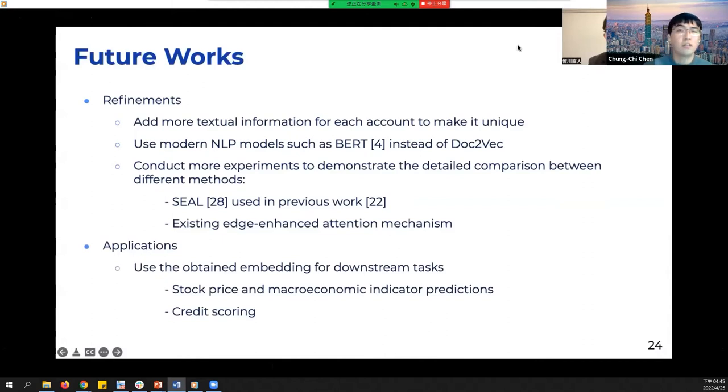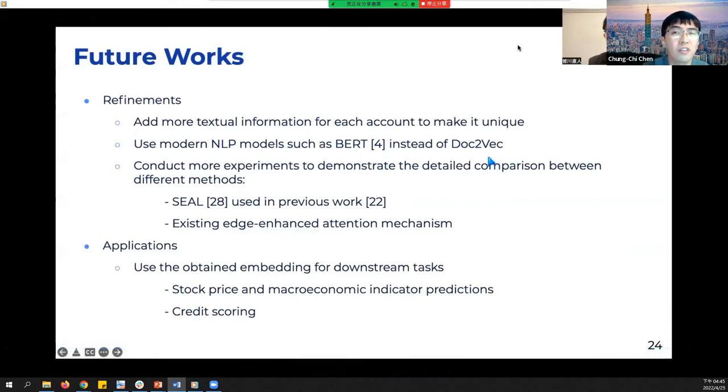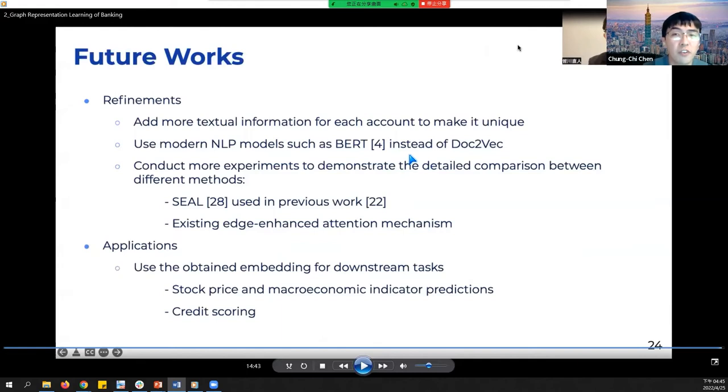Okay, let me ask the first question. As you mentioned in the future work, you can use BERT instead of Doc2Vec. I wonder, is your team still exploring this direction? Because embeddings like BERT have performed well for several years. Do you have any new findings to share with us, like results with BERT?